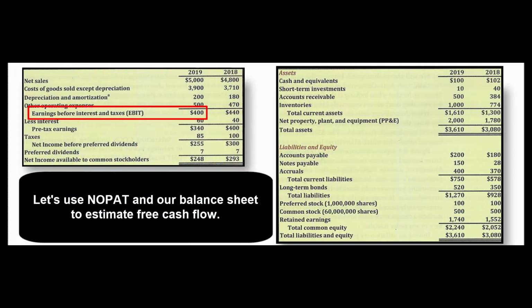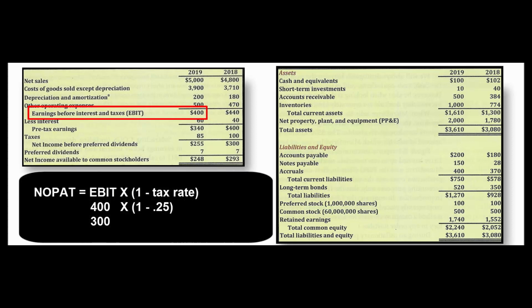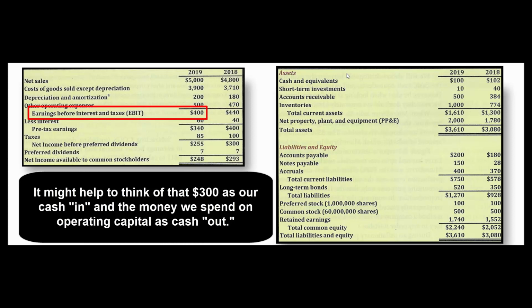A more sophisticated way to calculate free cash flow would be to start with EBIT, earnings before we subtract interest and taxes. For this company, that would be 400. Then multiply that number times 1 minus our tax rate. If this company is in a 25% tax bracket, that would be 400 times 1 minus 0.25, or 300. And you can think about that as our cash in.